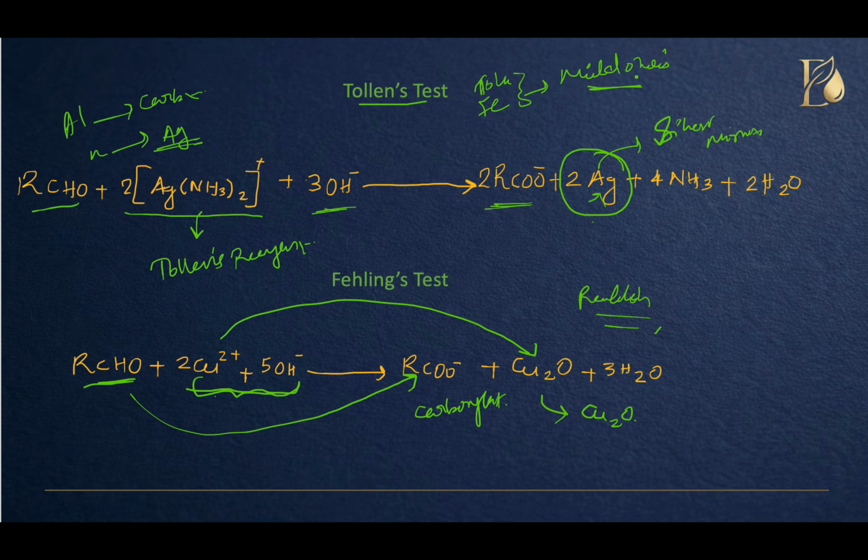And we know ketones need strong oxidizing agents to undergo oxidation reaction. What is the structure of aldehyde? RCHO, while in ketones the structure is RCOR or RCOR dash. So in aldehydes there is a hydrogen atom. We can oxidize aldehydes using mild oxidizing agents, while for ketones we need a strong oxidizing agent. So aldehydes will undergo Tollens and Fehling's test. Ketones cannot undergo Tollens and Fehling's test. But one more point is that Fehling's test can be used only for aliphatic aldehydes. It cannot be used for aromatic aldehydes.